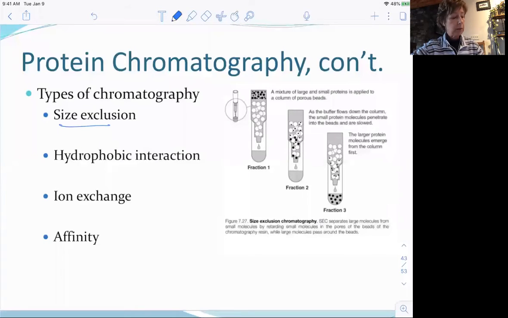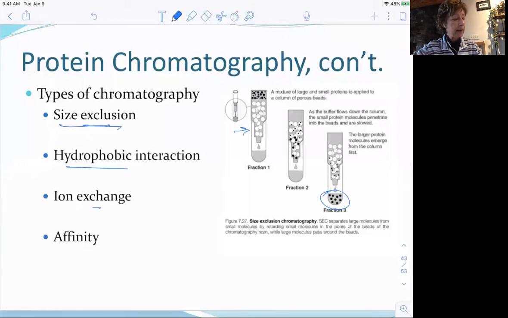In size exclusion, the beads themselves have little pores, and smaller molecules actually get hung up. It's kind of backwards from electrophoresis, where the larger ones run through first. The smaller ones, because they travel through the pores, will actually go through slower. And so you can separate large from small, and you collect fractions, you collect drops basically, through these tubes.